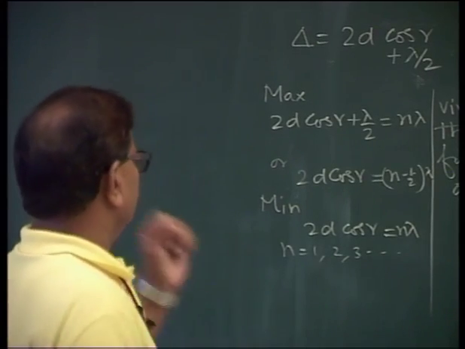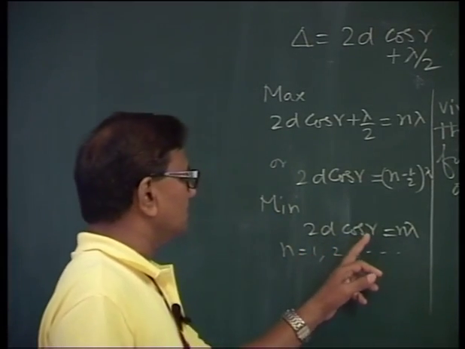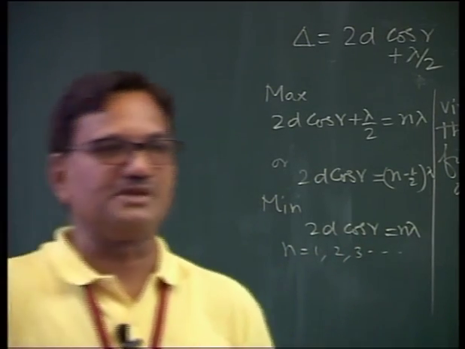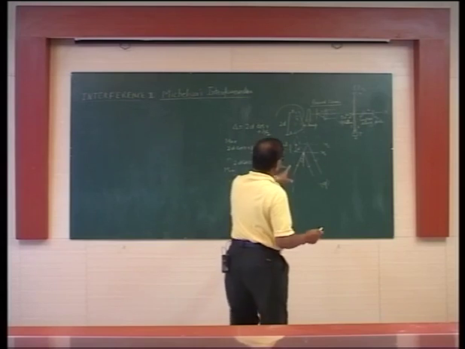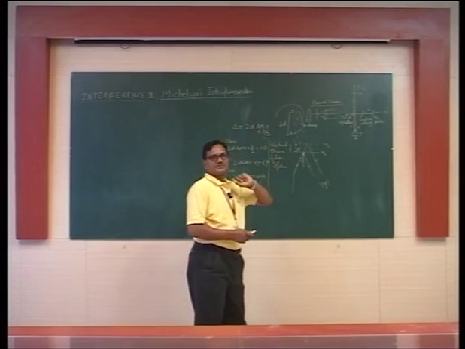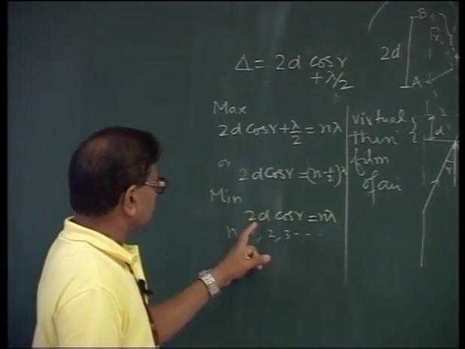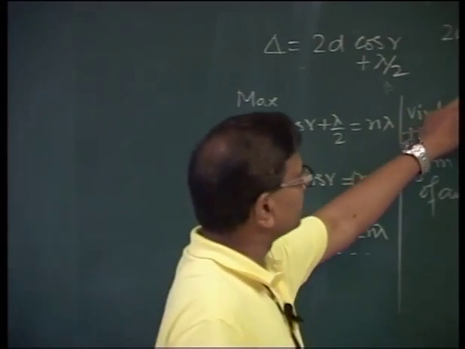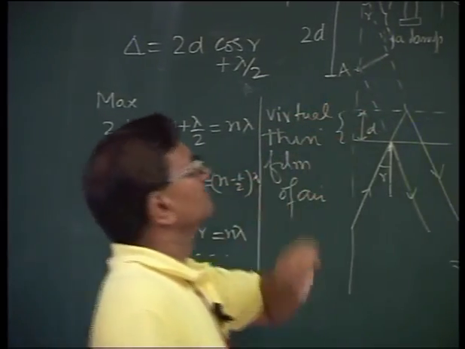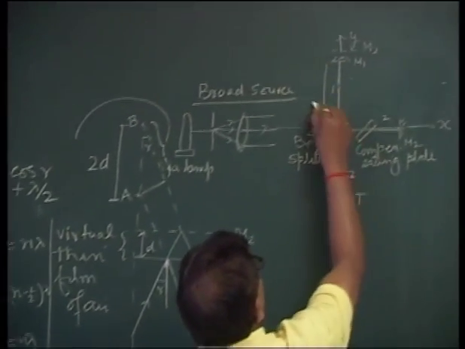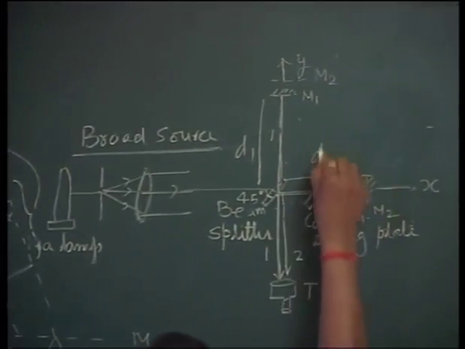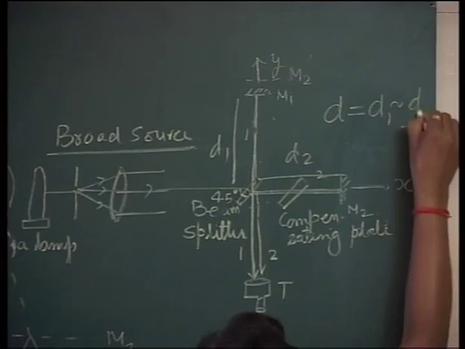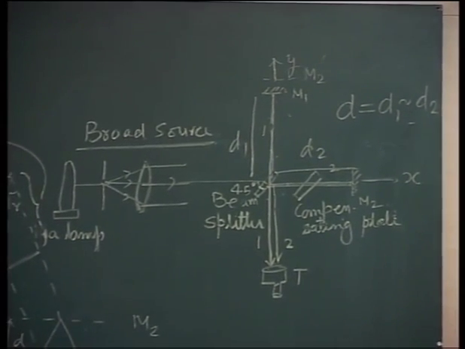So we see that if we take r to be constant, that means the angle r at which light is falling is constant, then the fringes are observed for various values of d. d means the separation between the mirrors. Or more generally, if this distance is d1 and this distance is d2, then obviously d is just equal to d1 minus d2 or d2 minus d1, as the case may be.